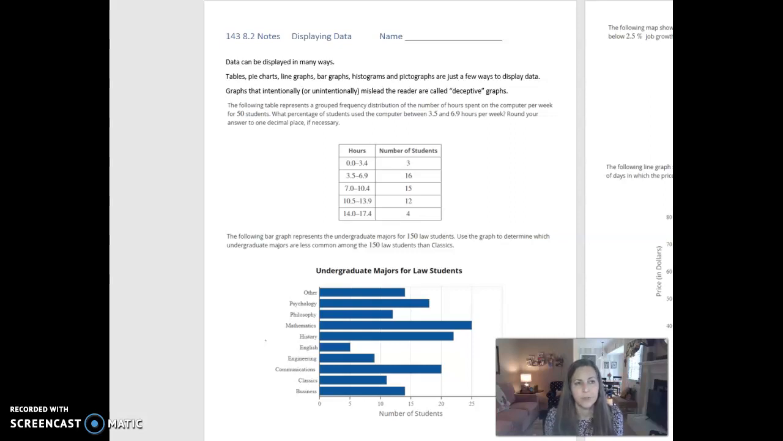Okay, these are the notes for section 8.2. It's called displaying data. Basically, this is any type of graph or image that is used to represent math. So there are a lot of different types of graphs.